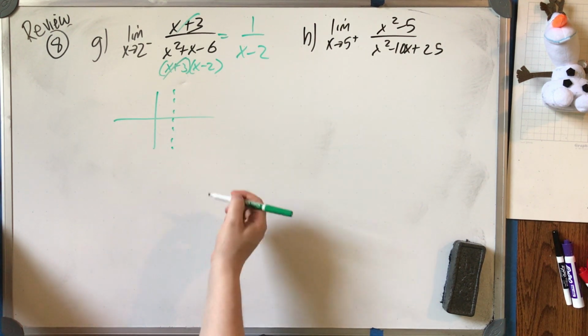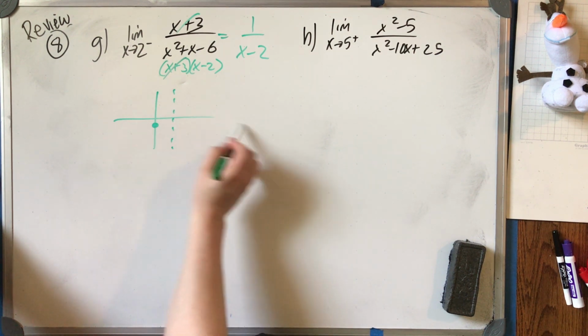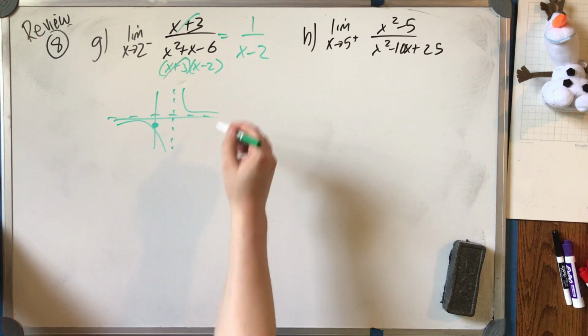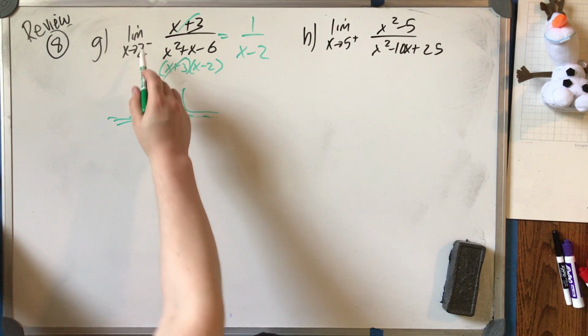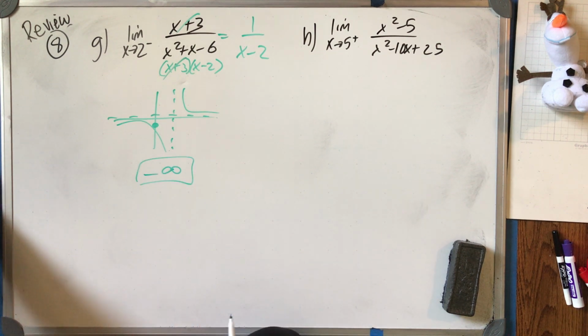I know I'm going to have vertical asymptote at 2. I have a y-intercept at negative 1/2. I have no x-intercepts and a vertical asymptote right there. So this is going down, and that's going to be up there. I'm looking at it from the left. It's going down towards negative infinity. So I get negative infinity.